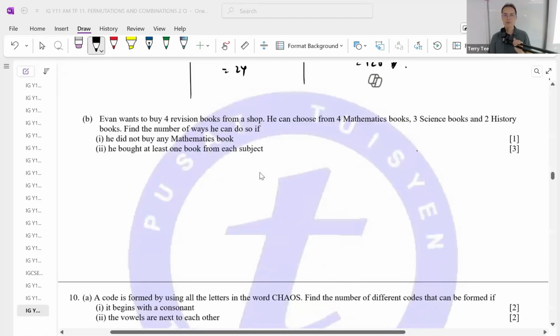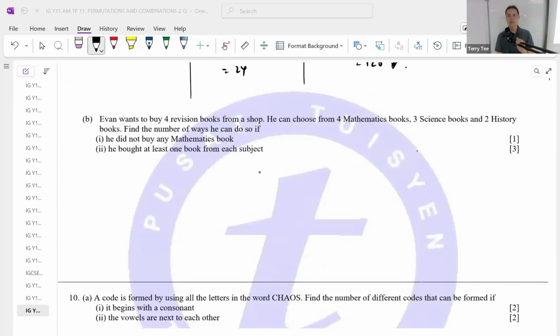So Evan wants to buy 4 revision books from a shop. He can choose 4 mathematics books, 3 science books, 2 history books. Find the number of ways he can do so if he didn't buy any mathematics book. Okay, so let's begin. Choose. The keyword is choose, not arrange. So he didn't buy any mathematics book. So maths books you throw away. So you buy from science and history.